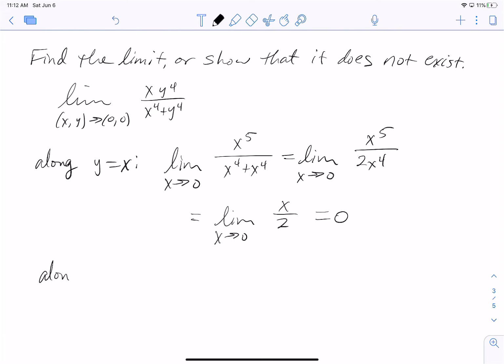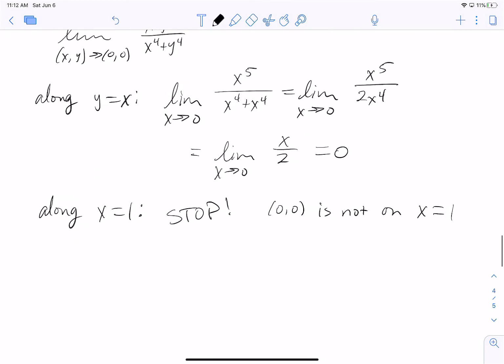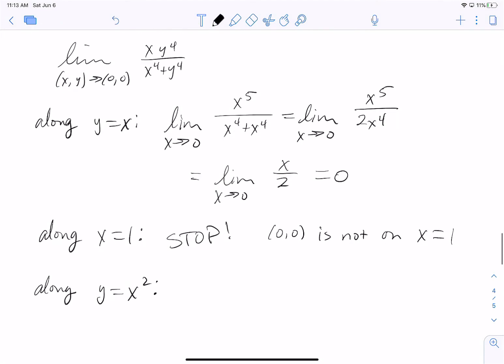We might consider approaching along the line x equals 1, but that won't work for us. In fact, this would be a big stop right here, because the path that we choose has to contain the point of interest. Since (0,0) is not on the line x equals 1, that's not a good path to choose. Another path that we could choose, though, is along, for instance, y equals x squared. I'd like for you to, again, pause the video and find the limit along y equals x squared.